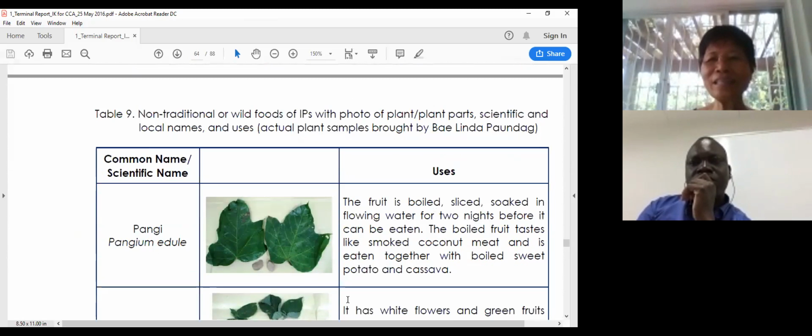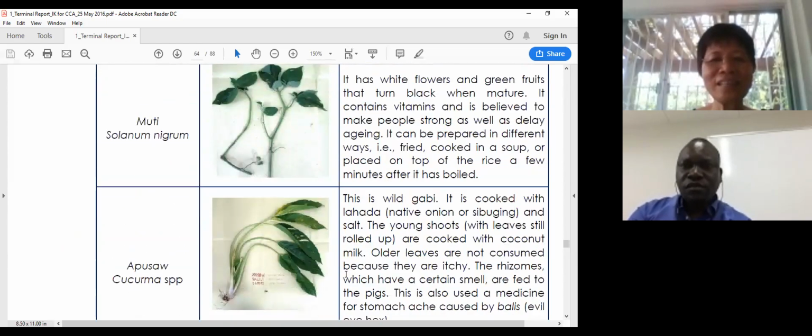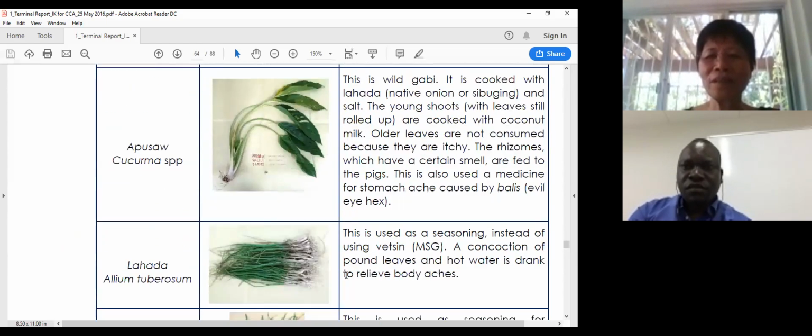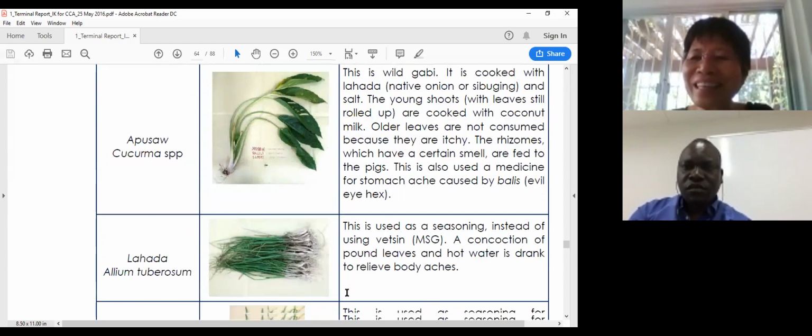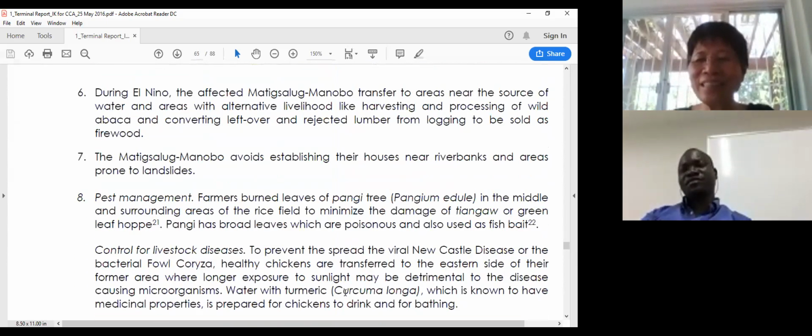Okay, they also eat this food. This is a panji. They boil it and slice it, and it can be eaten. It also has white flowers and green fruits that turn black when mature. It contains vitamins. This one is a wild gabi. It's also good. And this is used as a seasoning instead of MSG. A concoction of palm leaves and hot water is drunk to relieve body aches. So they have a lot of medicinal plants.